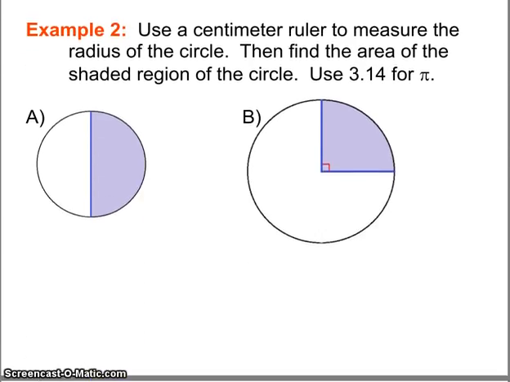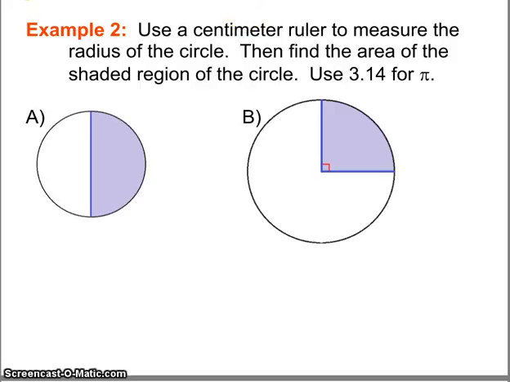Looking at example 2. This time you're using a centimeter ruler to measure the radius of the circle. Then find the area of the shaded region of the circle, and again we're using 3.14 for pi. So you do need to have a ruler. If you could go ahead and pause the video right now and grab a ruler, let's go ahead and do that.